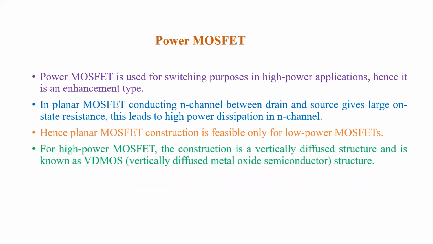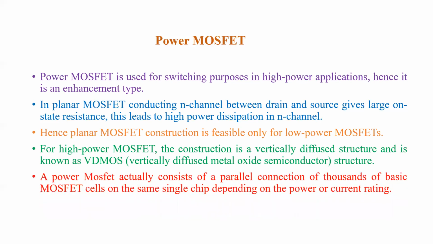For high power MOSFET, the construction is a vertically diffused structure and it is known as VDMOS, the vertically diffused metal oxide semiconductor structure. The power MOSFET actually consists of a parallel connection of thousands of basic MOSFET cells on the same single chip, depending on the power or current rating. So here we have a lot of basic MOSFET cells. These are connected in parallel to handle the high power based on the power or current rating. The cells are connected on the single chip.